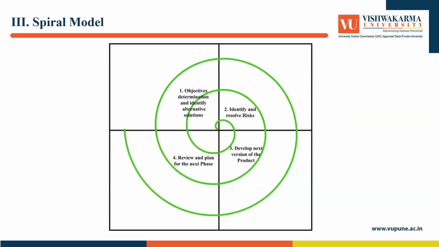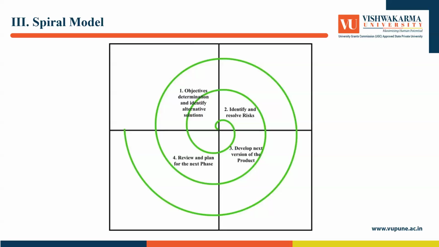Now, I am explaining our third model, which is the spiral model, and this is the diagram of the spiral model. What is the spiral model? A spiral model is a software development lifecycle model that provides a systematic and iterative approach to software development. In its diagrammatic representation, it looks like a spiral with many loops. The exact number of loops of the spiral is unknown and can vary from project to project. Each loop of the spiral is called a phase of the software development process.